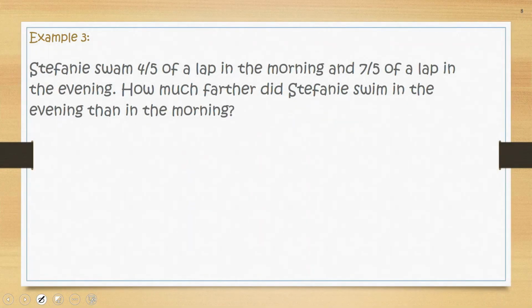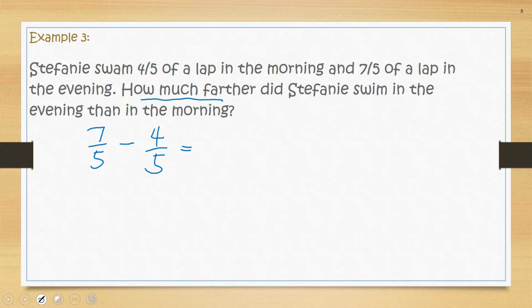Stephanie swam 4/5 of a lap in the morning and 7/5 of a lap in the evening. How much farther did Stephanie swim in the evening than in the morning? So yung keyword natin dito is how much farther. So that means 7/5 in the evening and minus 4/5 lap in the morning.